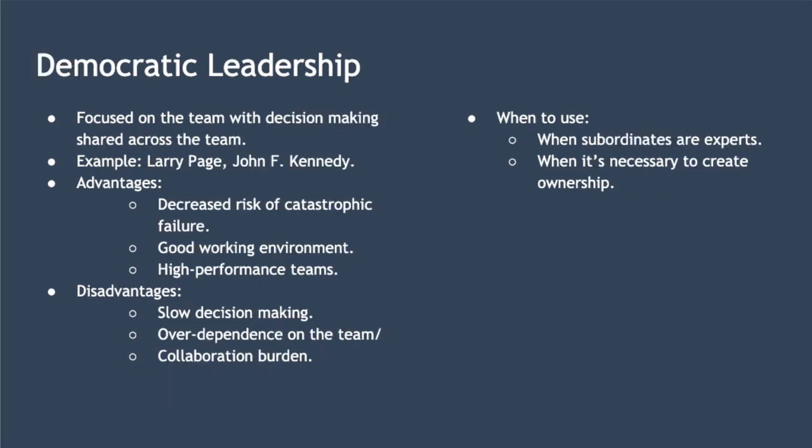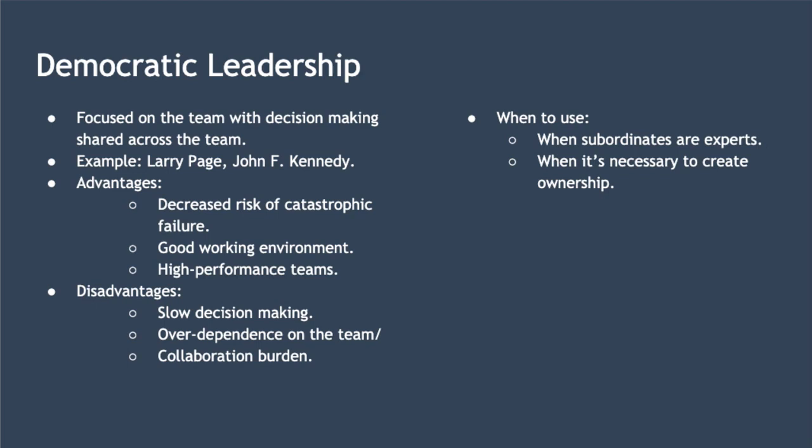So the second style of leadership, according to Lewin, is democratic leadership. And this is focused on the leader's team and is characterized by decision-making being shared across the team. Now, in stark contrast to the autocratic leadership style, ideas are shared freely and open discussion is encouraged. Now, although discussion is encouraged, it is the role of the leader to guide and direct these discussions and ultimately make a decision as to which way to proceed.